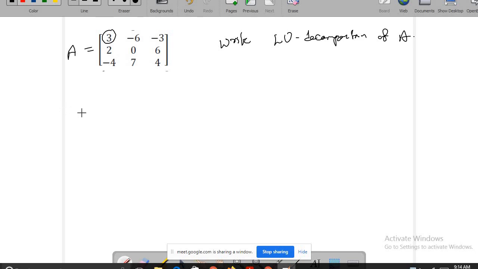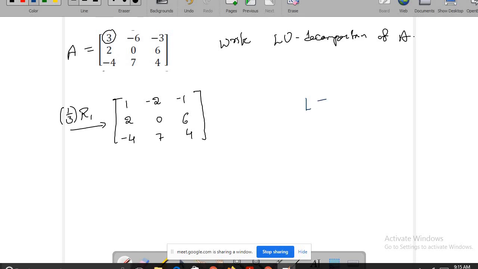Now I need to multiply the first row with 1 by 3. So when I do that, I'm going to get 1, negative 2, negative 1, whereas this is 2, 0, 6, negative 4, 7 and 4. And let me write L here. I am going to write L directly. So the first row we multiplied with 1 by 3, so here 3, 0, 0.